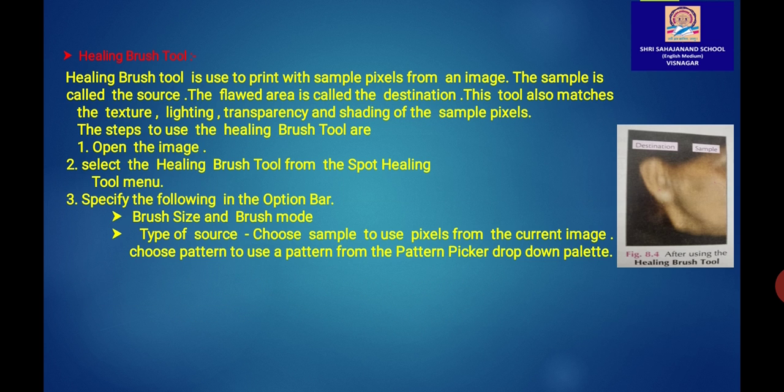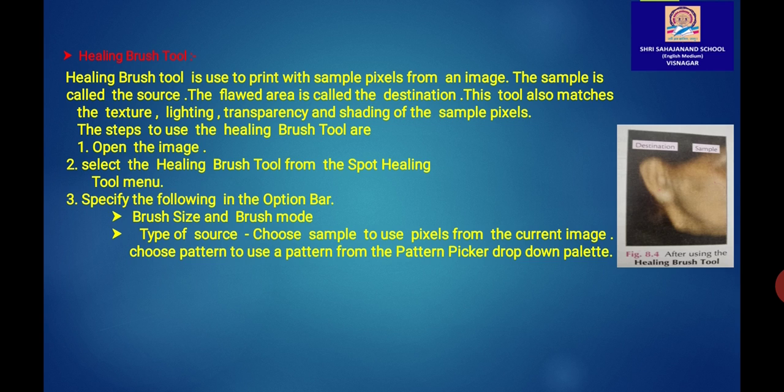Now healing brush tool. Healing brush tool is used to paint with sample pixels from an image. The sample is called source. The flaw area is called the destination. This tool also matches the texture, lighting, transparency and the shading of the sample pixels.